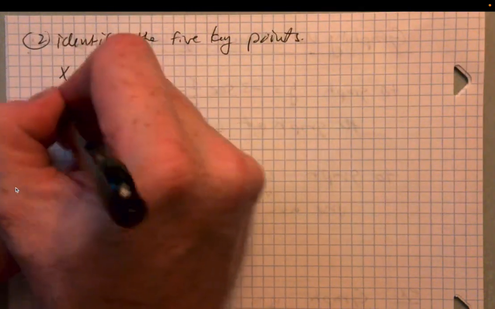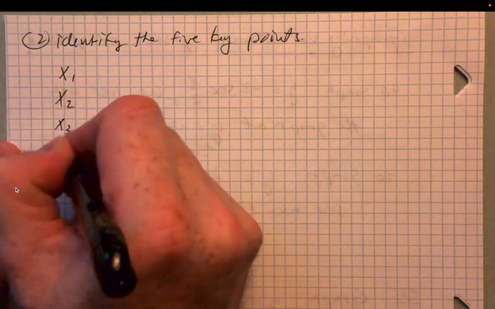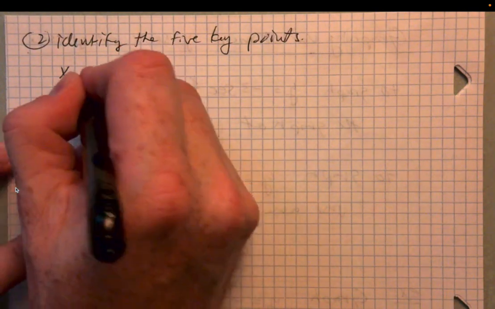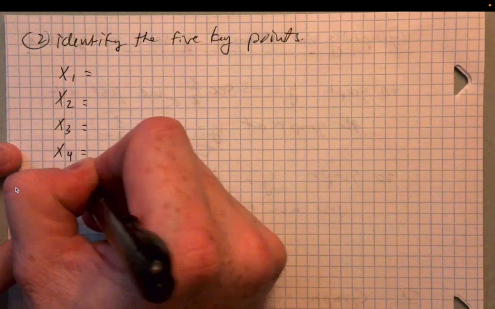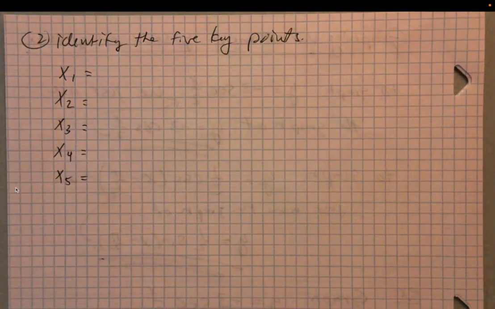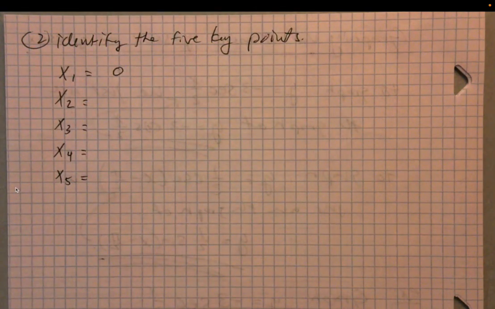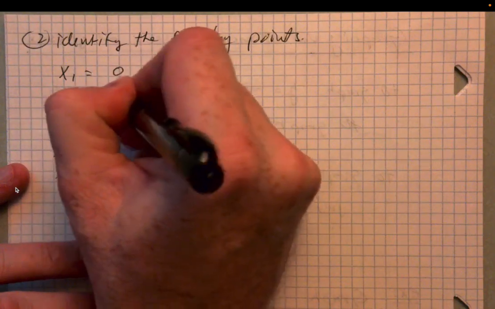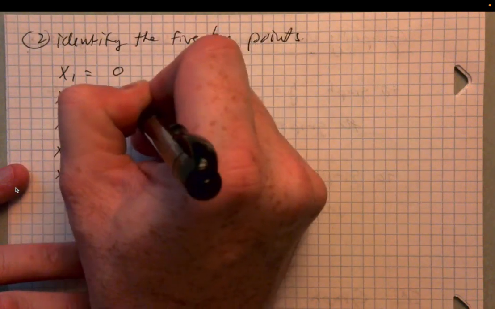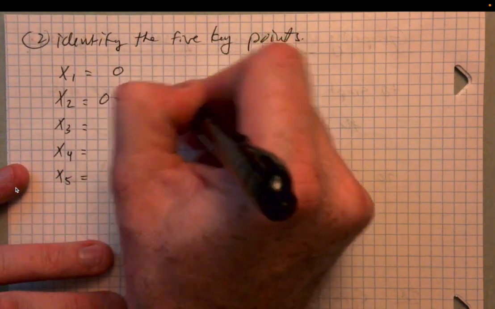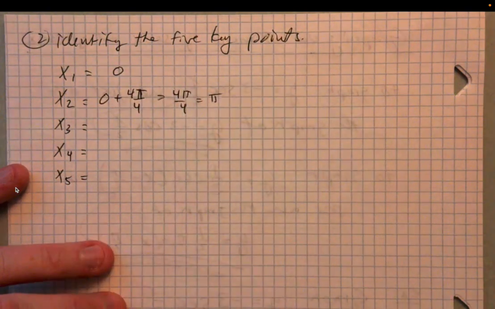Okay, so that would be your x1, x2, x3, x4, x5. And since the phase doesn't vary here, we can just start the cycle at 0. What do we know? The period is 4 pi, so we're going to add 4 pi over 4 to each of these. So this would be 0 plus 4 pi over 4, so 4 pi over 4 equals pi, right?